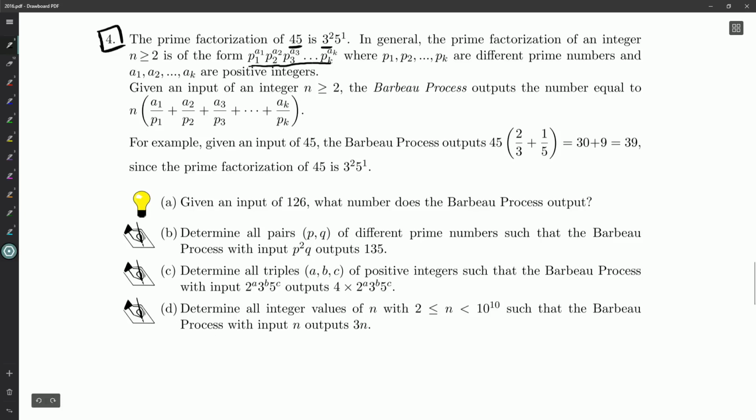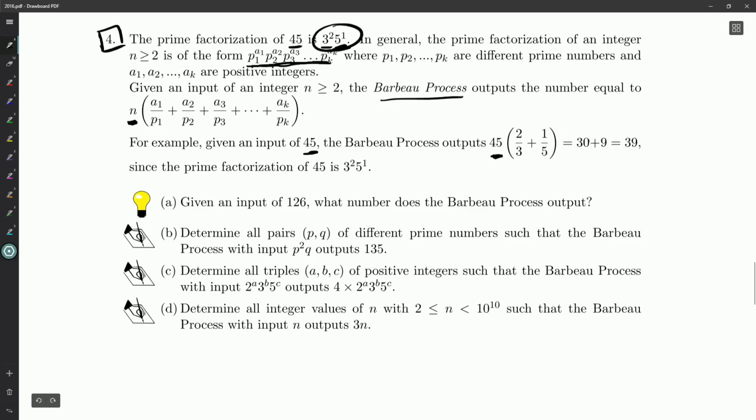So given an input number, the Barbeau process outputs the number equal to, so n is our input, and I assume this is the decomposition of n. It's n times a1 over p1 plus a2 over p2 plus a3 over p3, all the way up to ak over pk. Interesting. For example, given our input of 45, whose prime factorization we have up here, the Barbeau process outputs 45 times 2 over 3, because it's 3 to the 2, plus 1 over 5, because we have 5 to the 1 up here.